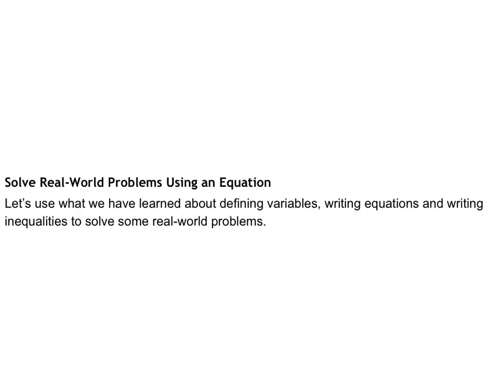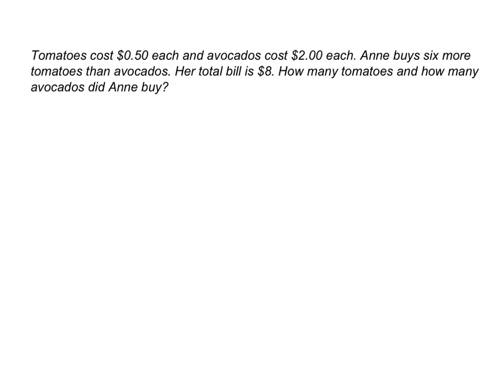We can also solve real-world problems using equations by doing the same process that we've been doing. Tomatoes cost 50 cents each and avocados cost $2 each. Ann buys 6 more tomatoes than avocados. Her total bill is $8. How many tomatoes and how many avocados did she buy? So if her total is $8, we're going to set it equal to 8. We're going to use T for tomatoes, so 50 cents for tomatoes, and we're going to use A for avocados, $2 for an avocado.